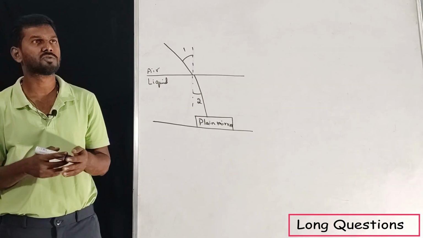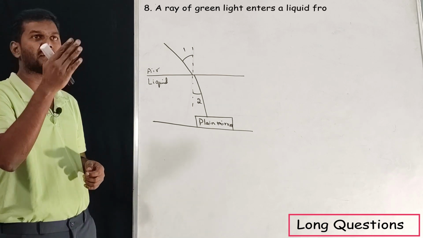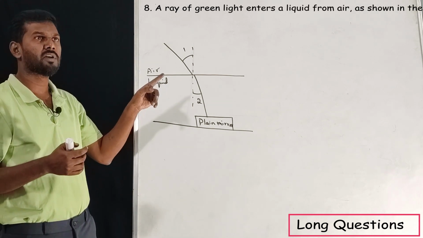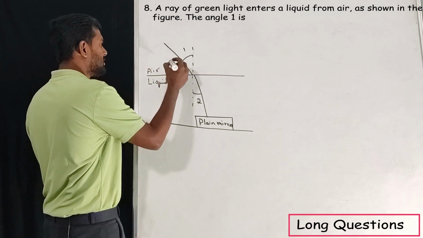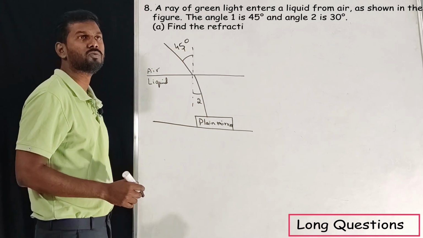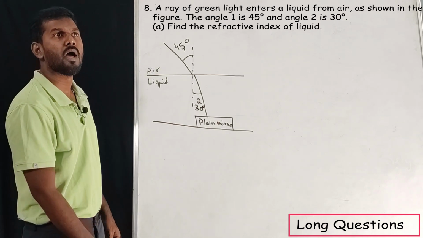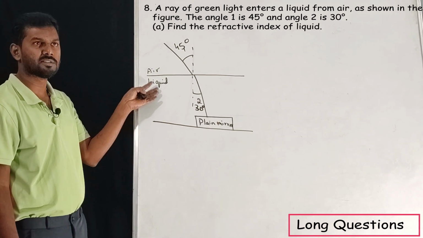Our last question: a ray of green light enters a liquid from air as shown in the figure. Angle 1 is 45 degree, so this is 45 degree, and angle 2 is 30 degree, this is 30 degree. This is the statement and this is the diagram.